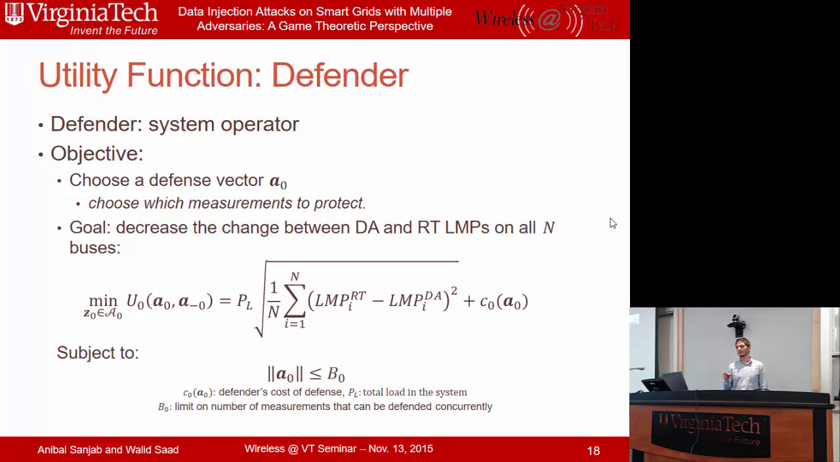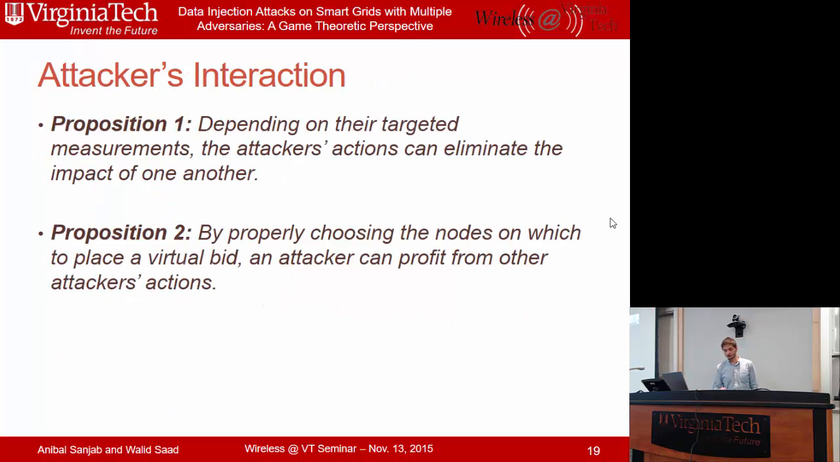Looking now at the defender's side, the defender's strategy is mainly to choose which measurements to defend. Defending a measurement means that it's replaced, for example, by a more robust kind of measurement device. For example, a remote terminal unit is replaced by a PMU. It's harder to attack those devices than the standard devices. All right, so that's the strategy: which measurements to robustify, to make them more robust to attack. And the goal is to minimize the mismatch between the LMPs, between day-ahead and real-time, right? And there is also an associated cost captured by the term C_0, which is the cost of defending that system. And there's also a constraint on the number of measurements that can be defended concurrently. Okay? So to solve that game, there are two main propositions that we have based our analysis on.